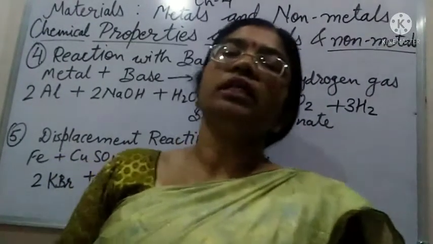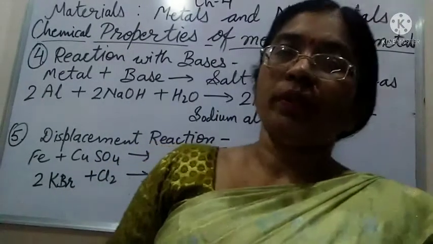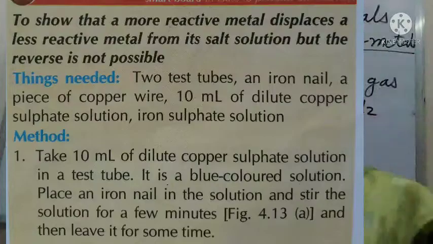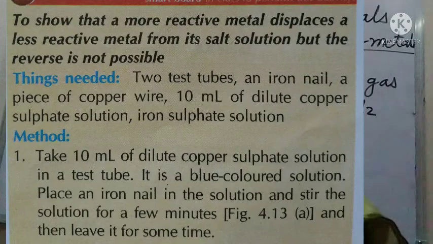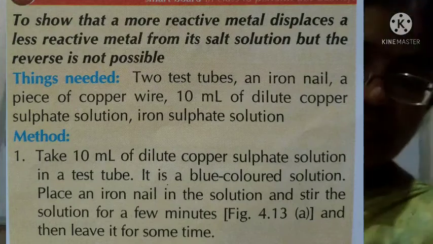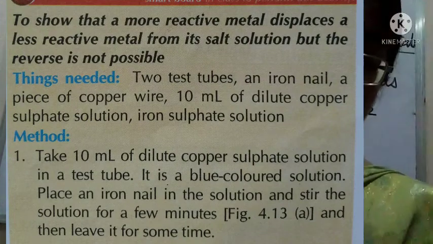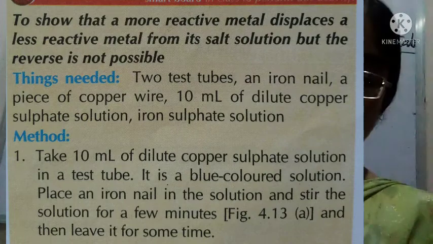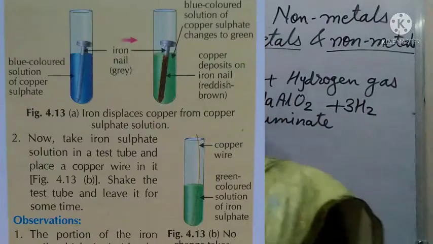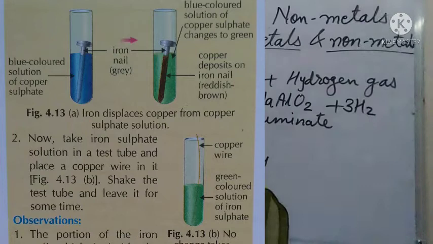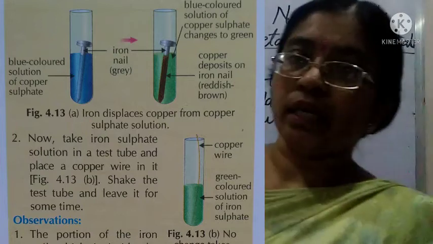As you see here in the picture, the color of the copper sulfate solution is blue, and now we will put an iron nail in it. We will keep this iron nail in such a manner that some part of the iron nail is out of the solution, a little outside the solution.